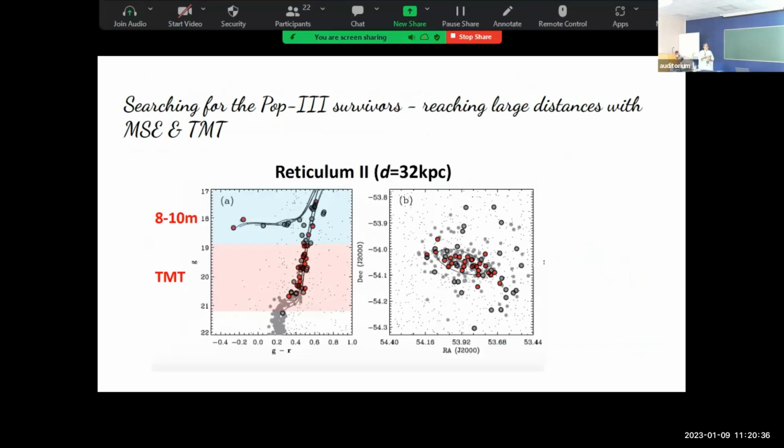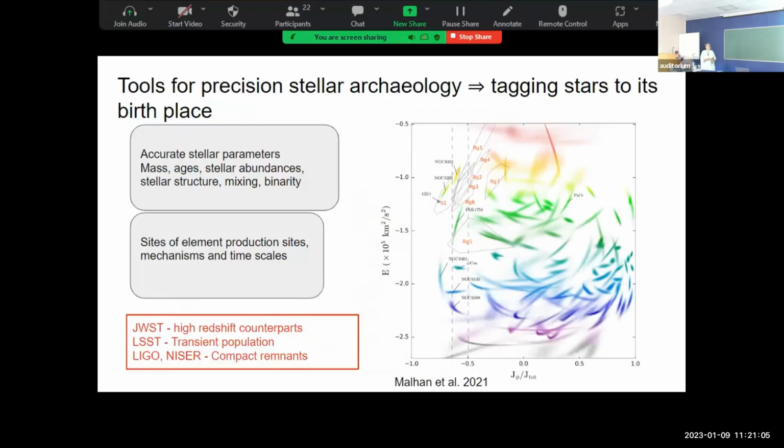So again, if you want to search for a pristine survivor of the first stars, Pop III stars, we should be looking at dwarf satellites. And with TMT, we should be able to go to the main sequence and we would have plenty of objects. Current 8 to 10 meter telescopes only reach the RGB, and TMT should be able to reach the main sequence of the galaxy. So you would be able to get spectra of many of them.